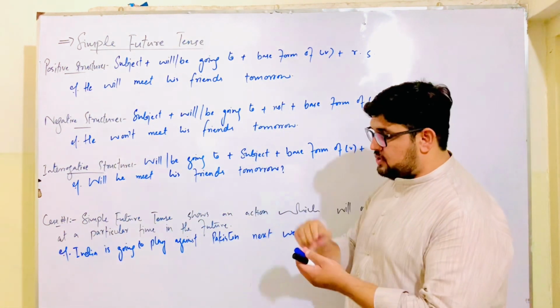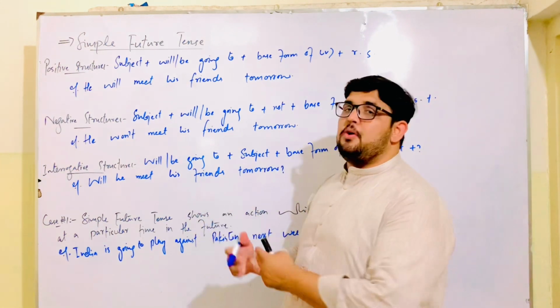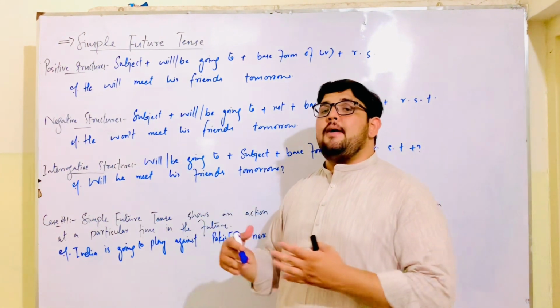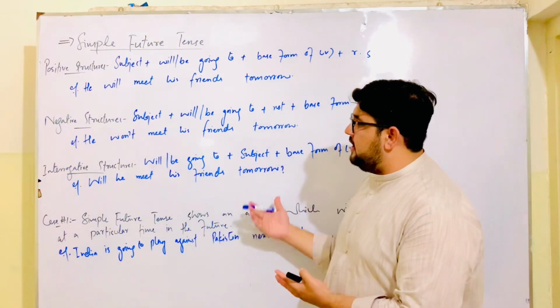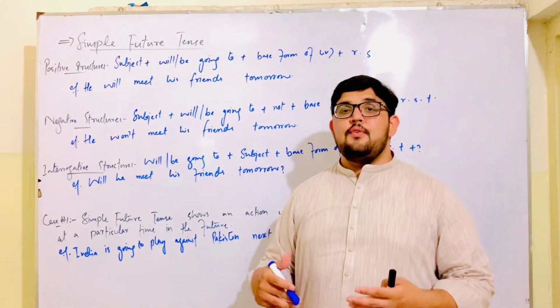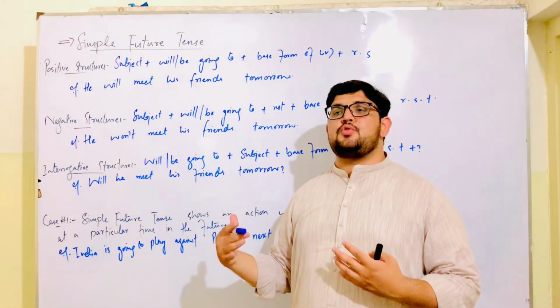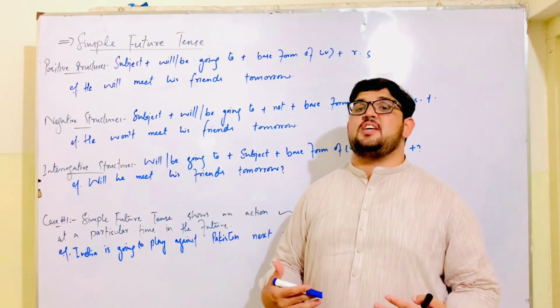The first tense of the future family has its own positive structure for positive sentences, negative structure for negative sentences, and interrogative sentence structure for questions. So we'll be following all these 3 structures to make 3 types of sentences.